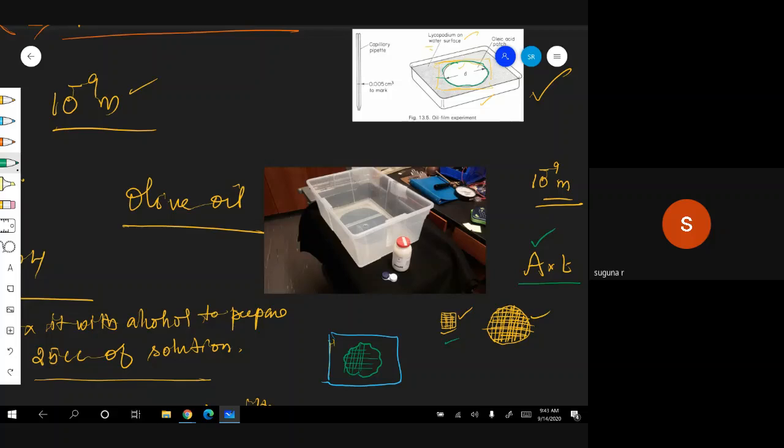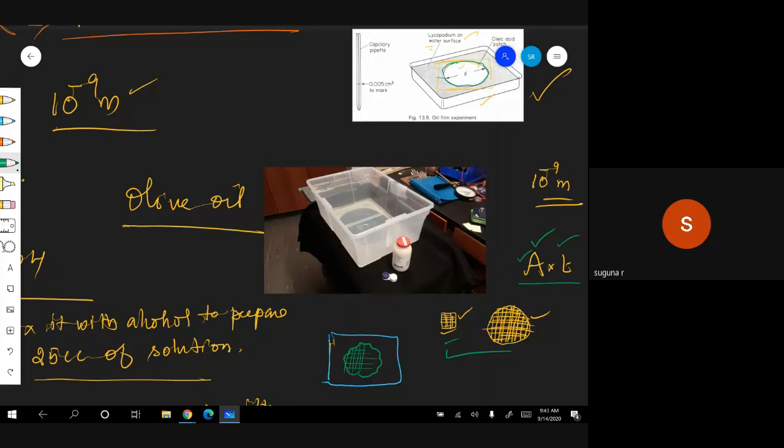Now, from this, I think you can find out the area of this spread with the graph sheet. It's very easy. With the graph sheet, you can find the area of this oleic acid layer spread. Once your A is ready, then T, the thickness, is what we want. The thickness is approximately the order of the size of the oleic acid molecule.